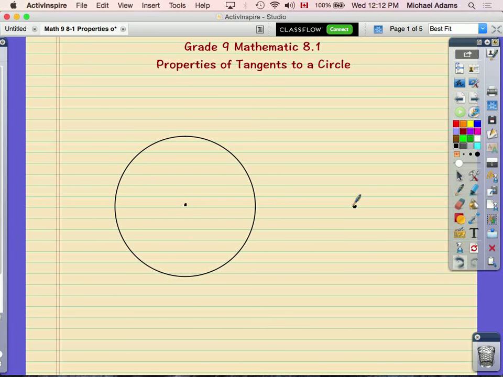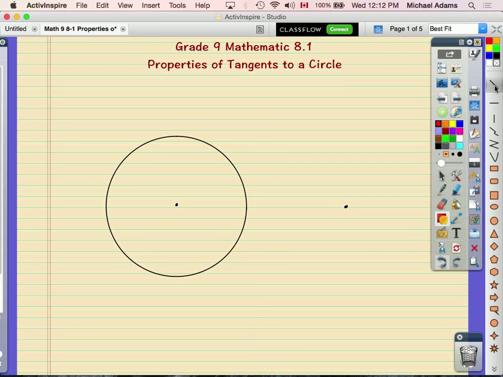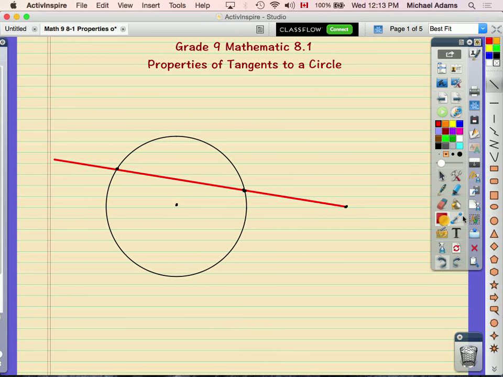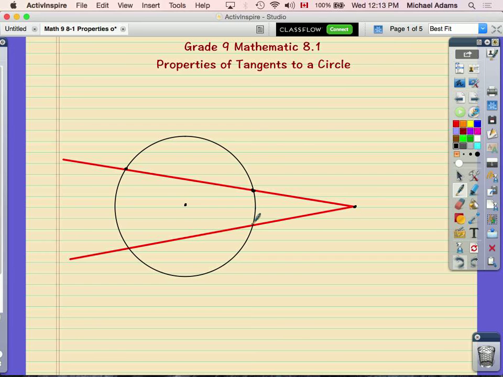Now to understand tangents, it's basically like this. Let's say I take a line from this point and I go through the circle. So this line has intersected the circle here and here. So it's intersected the circle twice. Now let's say I get another line, and I'm going to go through the circle. Well, guess what? This line has intersected the circle twice as well.